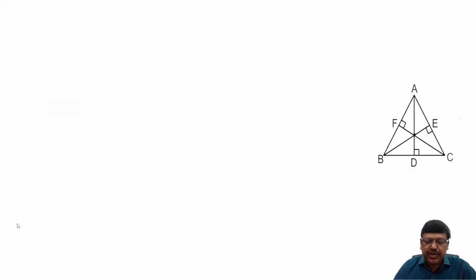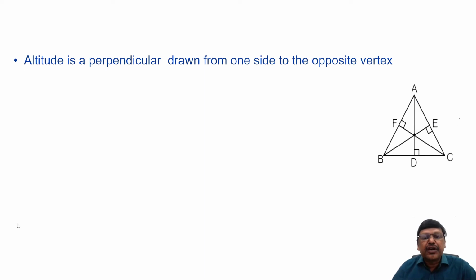What is an altitude? An altitude is a perpendicular drawn from one side to the opposite vertex. From one side, let's say from BC, I'm drawing a perpendicular to the opposite vertex A. So AD is the perpendicular from BC. From AC, I'm drawing to the opposite vertex B, so BE is the perpendicular from AC. Similarly, from AB, we are drawing CF.